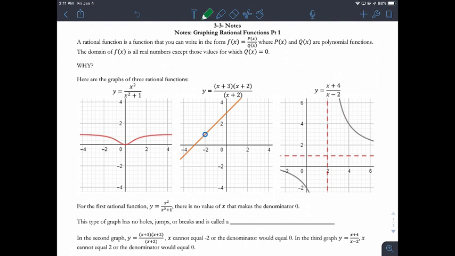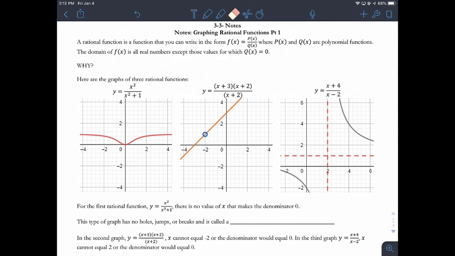So a rational function is a function that you can write in the form f of x is equal to p of x over q of x, where p of x and q of x are polynomial functions. That only means that p of x and q of x are functions that have x in them. So if you look at the three examples here, we've got an x on the top and an x on the bottom, every time. So the top and bottom of your function all have x's in them.